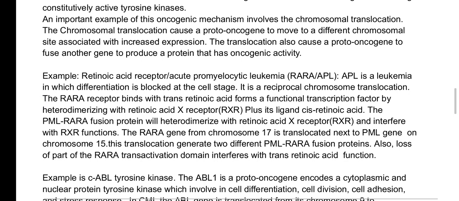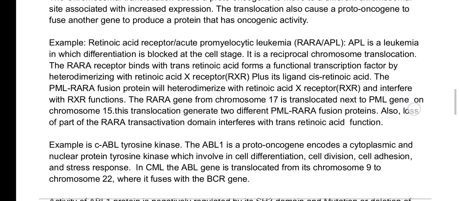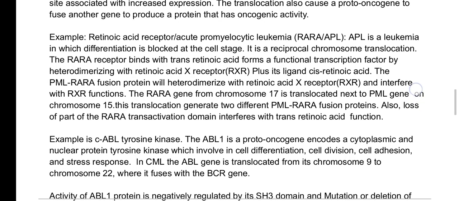An important example of this oncogene mechanism involves the chromosomal translocation. The chromosomal translocation causes a proto-oncogene to move to a different chromosomal site associated with increased expression. The translocation also causes a proto-oncogene to fuse with another gene to produce a protein that has oncogenic activity.